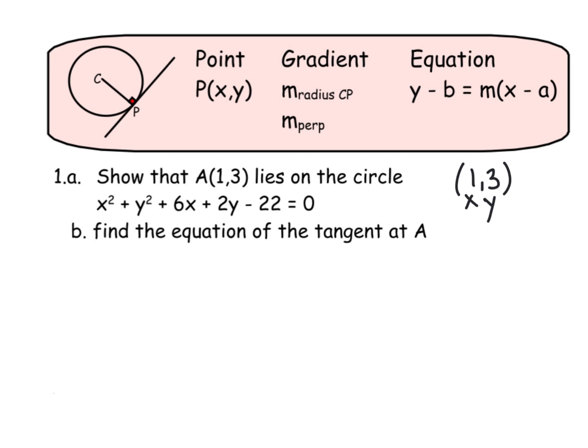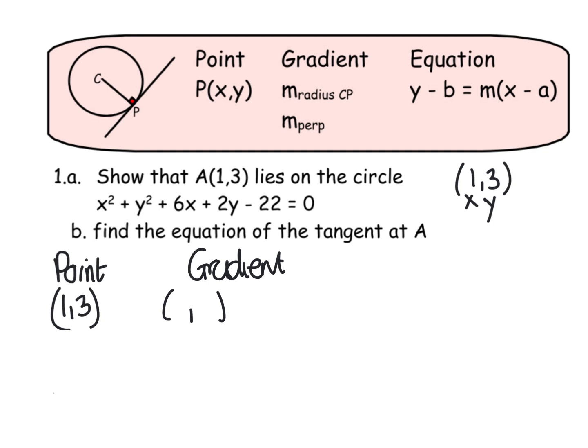So what we have to do now is find the equation of the tangent. We know the point A because they told us already, so our point is (1, 3). Now we're going to get our gradient from the centre. We don't have the centre yet, so let's go get it. Half of 6 change the sign is negative 3. Half of 2 change the sign is negative 1. And we're finding the gradient from there to point A.